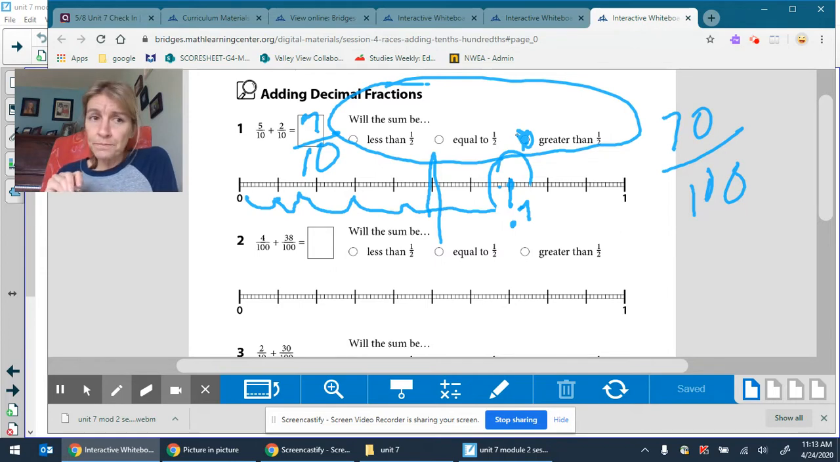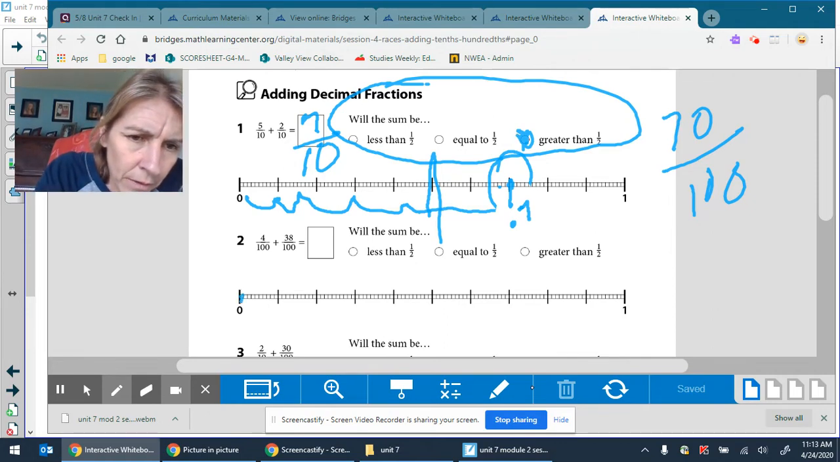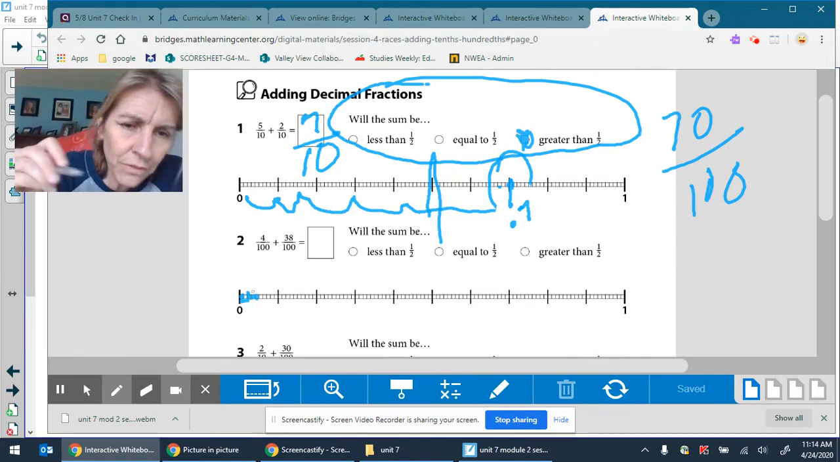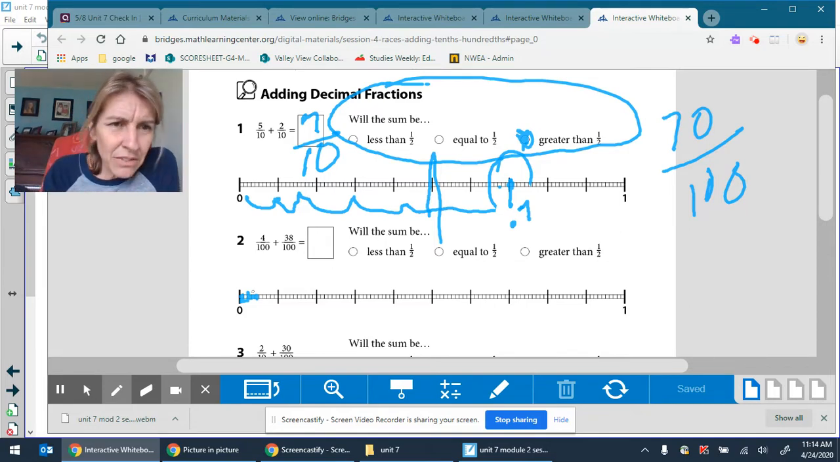Let's look at number 2. Number 2, it says 4 hundredths. So that's like 4 pennies out of 100. You don't even have 1/10. So 4 hundredths, you guys, is just right here. It's 4 of those. I hope I filled in 4. I can't tell. 4 hundredths plus 38 hundredths.